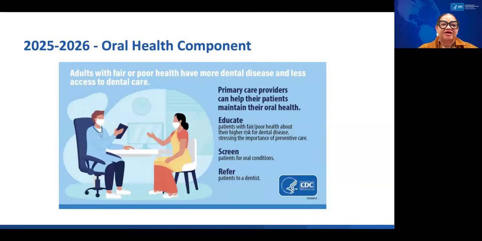So for the 2025-26 oral health components, we really want to capture what's going on post-COVID. Adults with fair or poor oral health, we know, have more dental disease and less access to dental care. Primary care providers can help their patients maintain their oral health. We want to educate patients with fair and poor health about their higher risk for dental disease, stressing the importance of preventive care, screening patients for oral conditions, and then referring patients to a dentist.